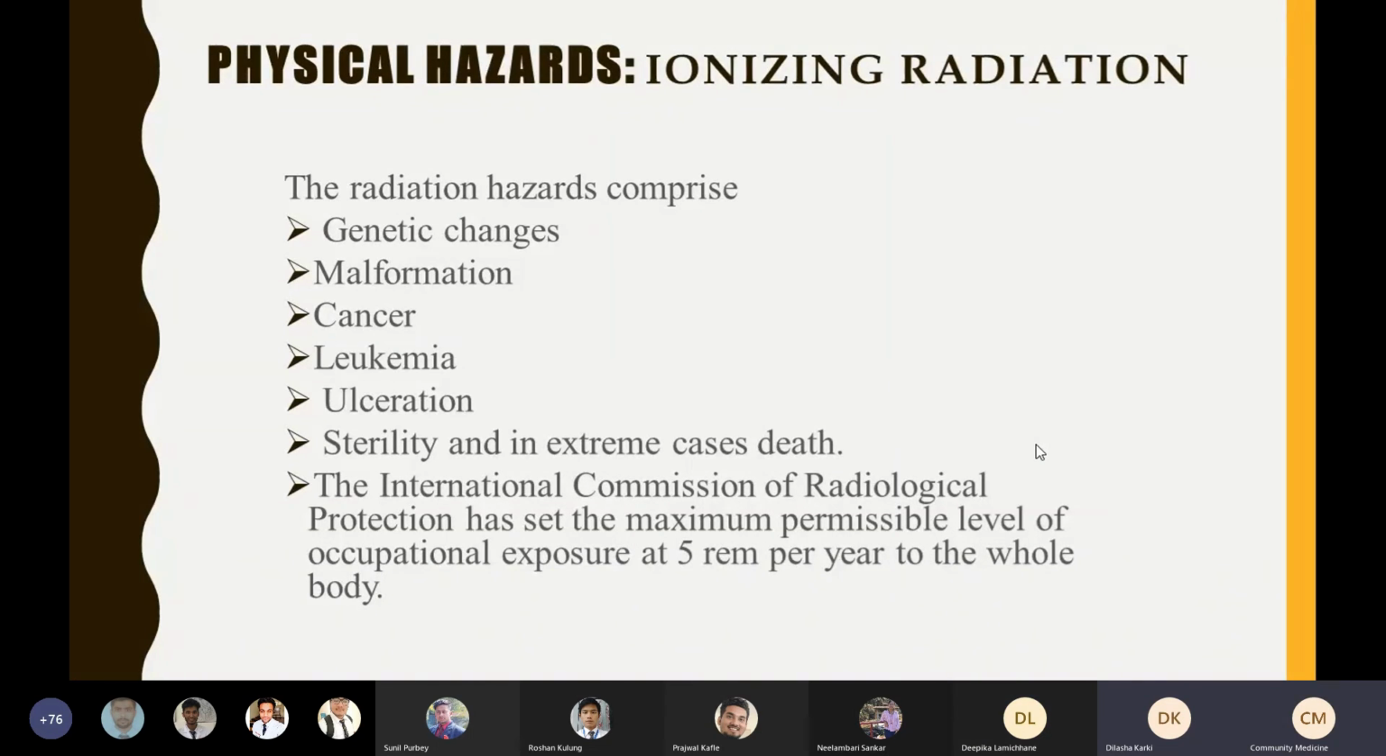Okay, so the different types of radiation hazard are genetic changes, and it definitely affects the genes and causes malformation. And you also know there is a chance of infertility, isn't it? And also leukemia. Leukemia is one of the commonest radiation hazards. So these are the different types of radiation hazards.